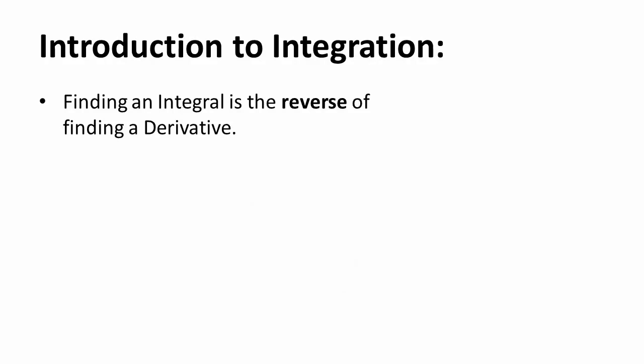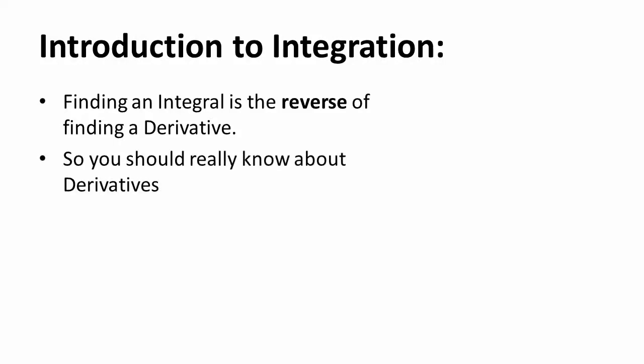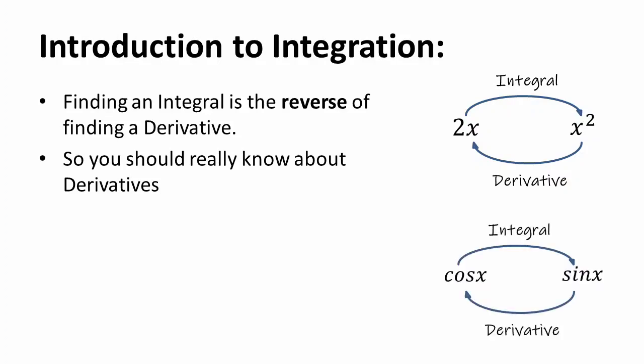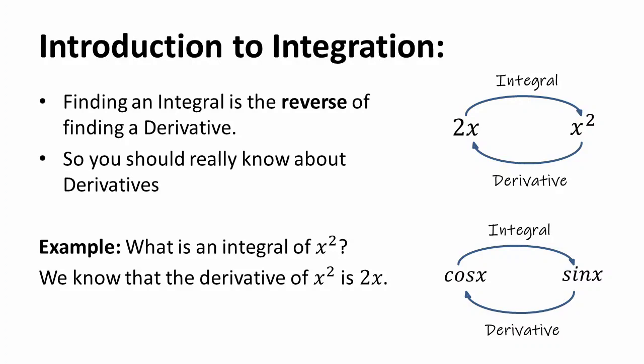Finding an integral is the reverse of finding a derivative, meaning integration is the reverse process of derivative. So you should really know about derivatives. For example, what is the integral of x square? We know that the derivative of x square is 2x. So the integral of 2x is x square, meaning integration is the reverse process of a derivative. Similarly, the derivative of sine x is cos x, and the integration of cos x is sine x.